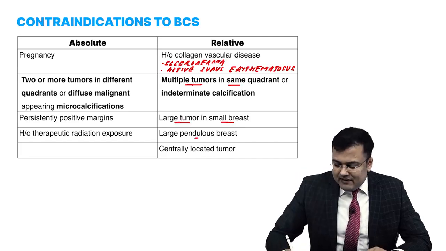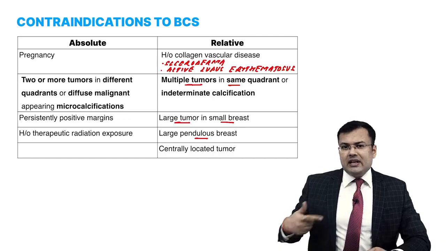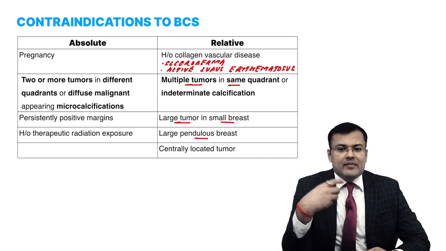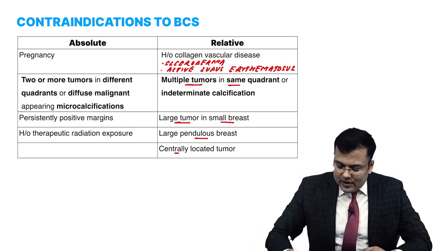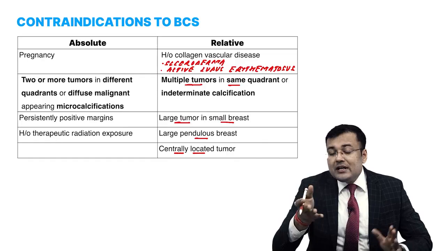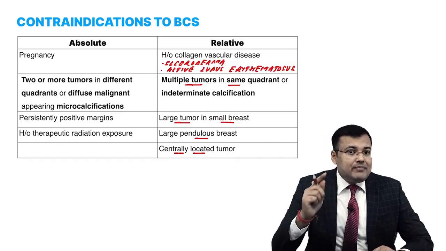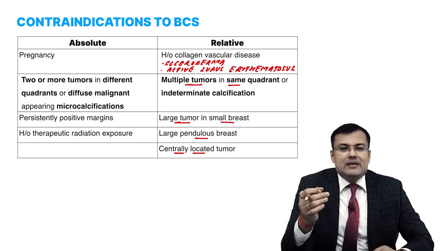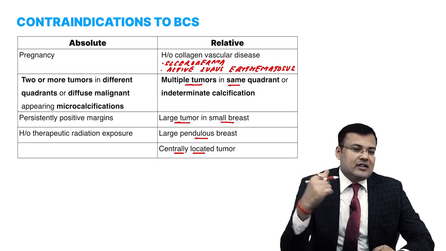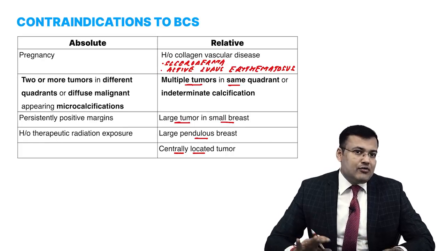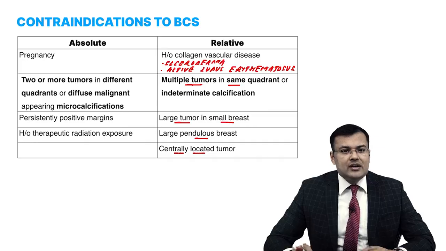Next, some patients have large pendulous breasts. It is very difficult to give a uniform dose of radiotherapy. And next, centrally located tumor. What is the big problem with a centrally located tumor? It is located beneath the nipple and areola, so if you excise the tumor, you have to excise the nipple and areola. That means difficulty in reconstruction of the nipple and areola. That's why these are relative contraindications. So 4 absolute and 5 relative contraindications. These are the contraindications for breast conservation surgery.